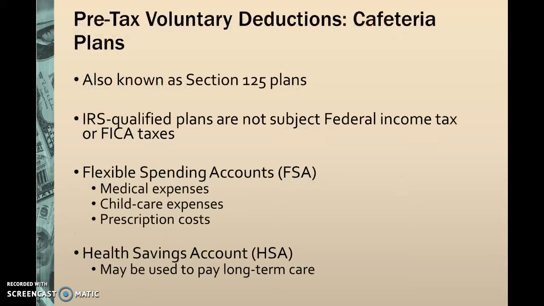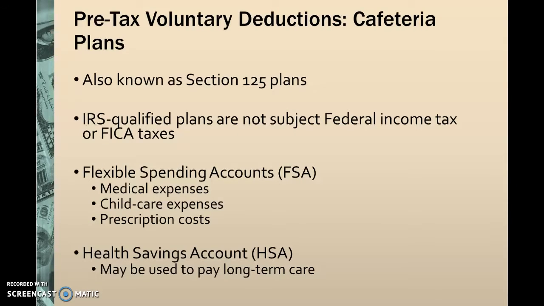Now, kind of a new term to some students might be a pre-tax voluntary deduction, which is called a cafeteria plan. This is known as Section 125, and this is covered on page 115 and 116 in your book.